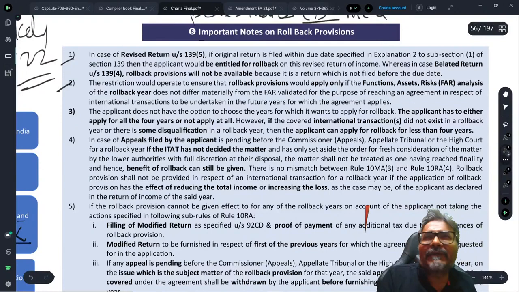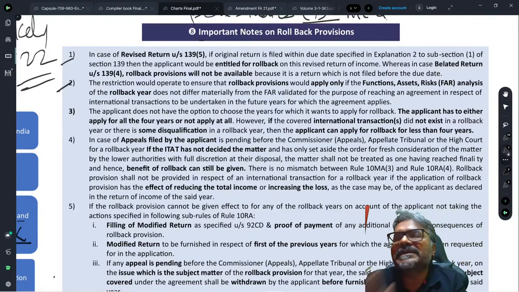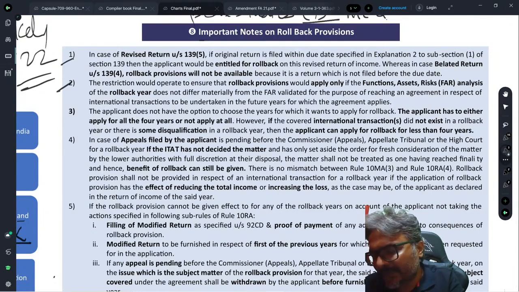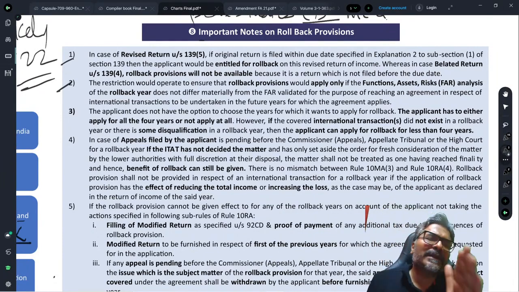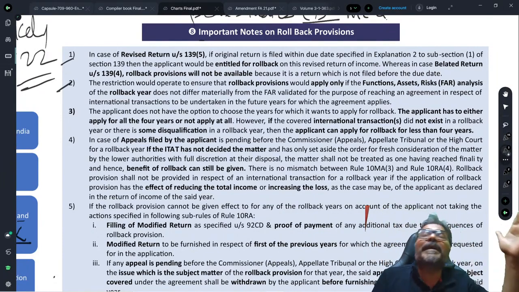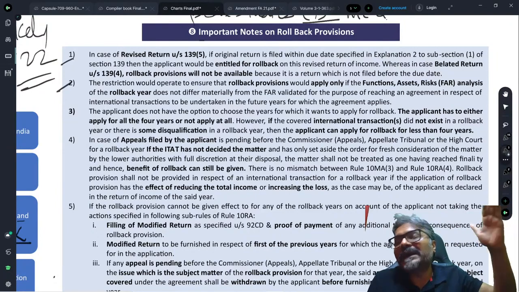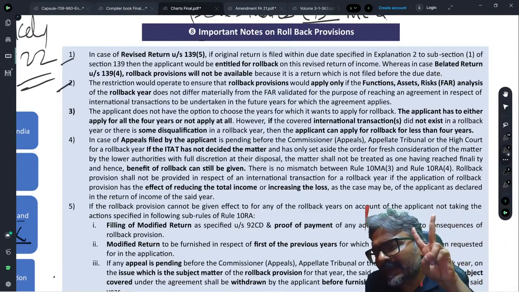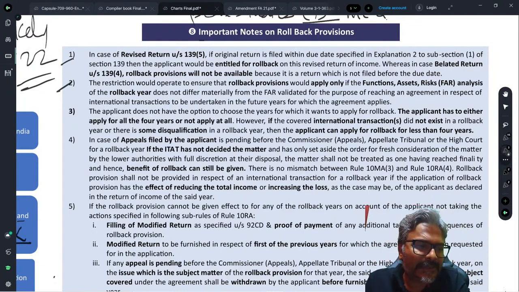Now, students, I have told you just now, point number two I'm discussing. I have told you some time back that to do the rollback, it is absolutely important that the transaction for which you have taken the APA for the future years and the transaction for which you want to do the rollback of the past year, these two transactions should be the same with each other.